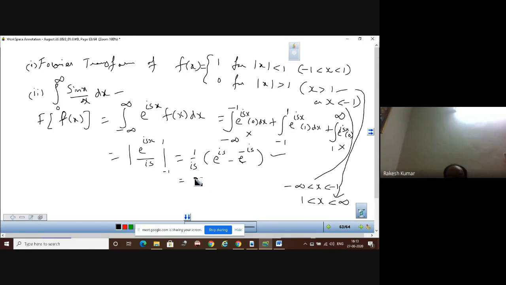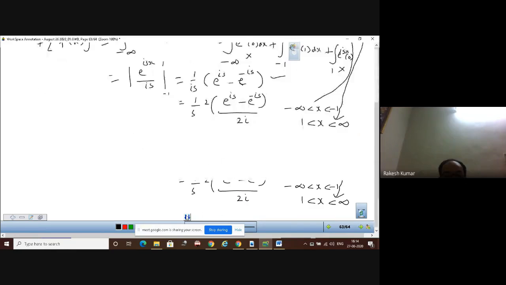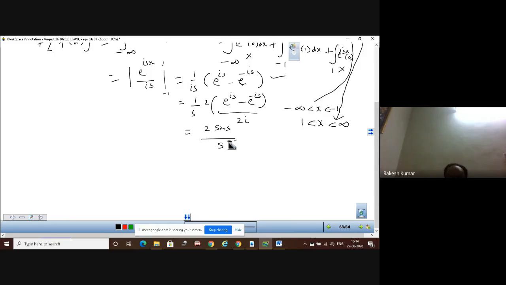So the term can be written like this: 1 upon s into 2 times e raised to power iota s minus e raised to power minus iota s upon 2 iota. So this is the value of sin s. So ultimately it will come out to be 2 sin s over s. This 2 is here, sin s is the formula for this term, and over s. So this is the Fourier transform of f of x which we require.